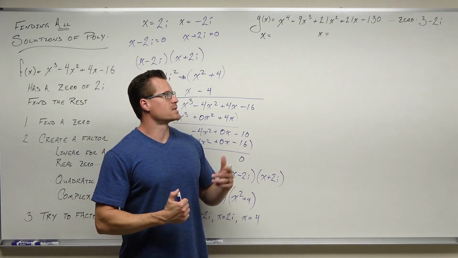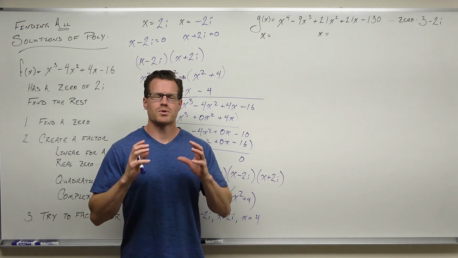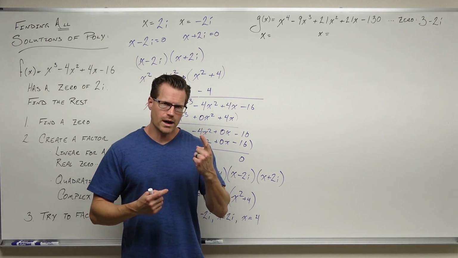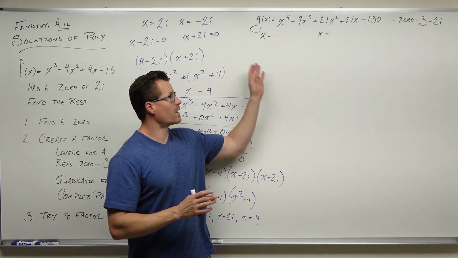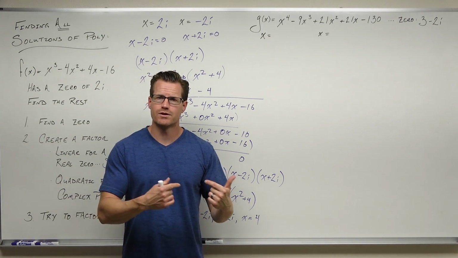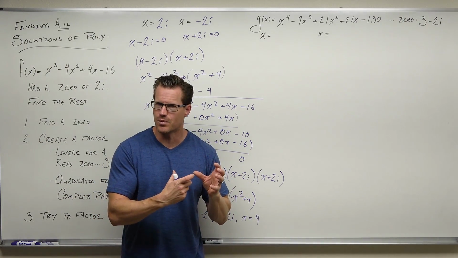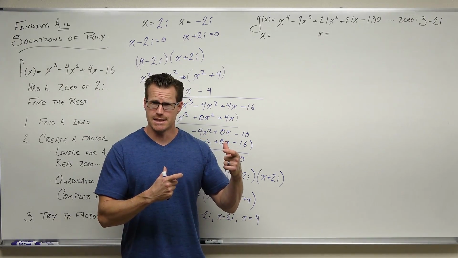But here they've given us a zero, 3 minus 2i. And so we're going to go through the same process. Just please be aware, with one complex solution, you really can't do much as far as factoring that. You can't, because you can't do long division of polynomials with a complex number. It doesn't work.